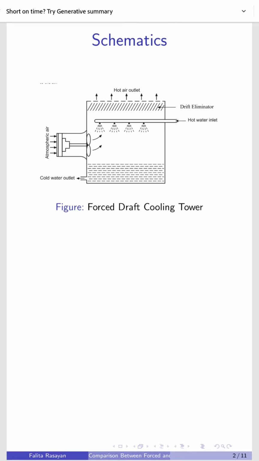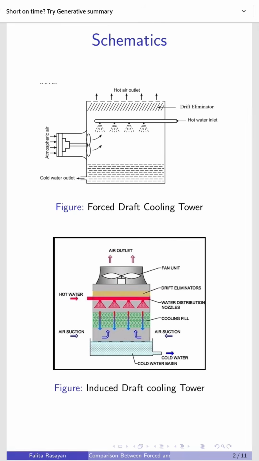In case of forced draft, the fan is at the bottom. It pushes the air, which comes in contact with the sprinkled water, which is hot water, and cools it. In turn, the air becomes hot and goes through the drift eliminator and goes out of the top. And the cold water is collected at the basin.